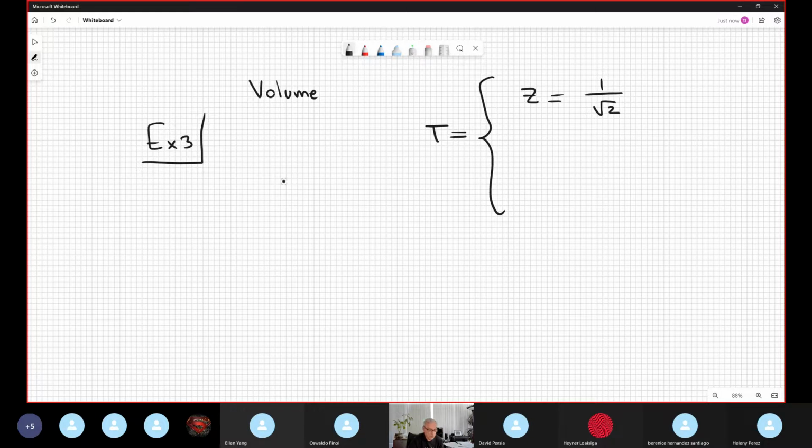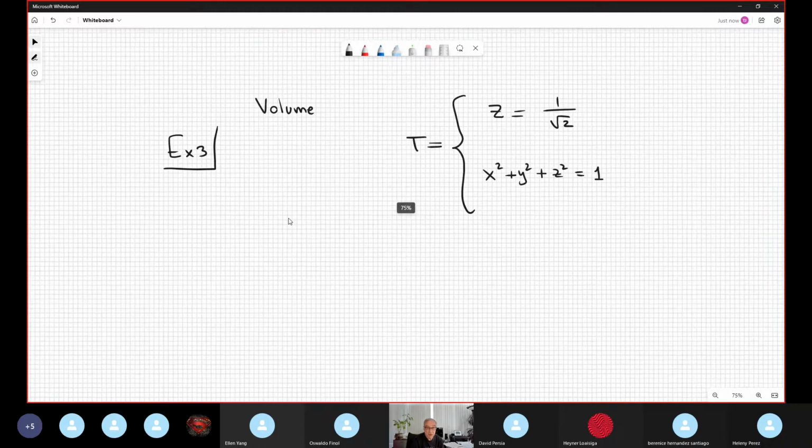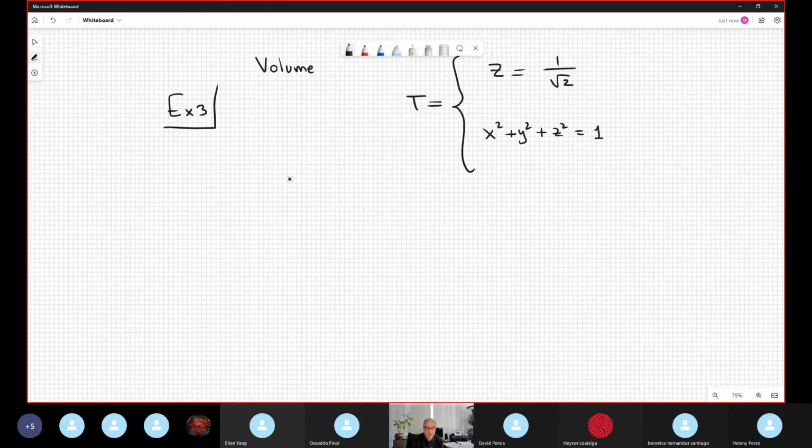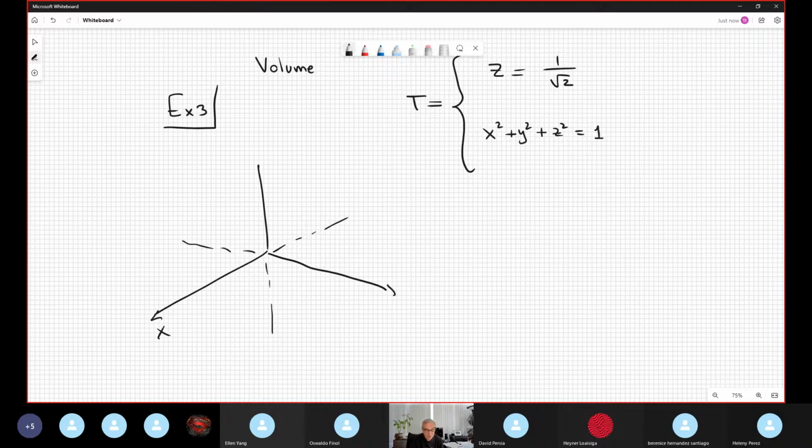is this first surface, and the second surface is x squared plus y squared plus z squared equal 1. Okay, it's the solid bounded by two surfaces. So no limitation, positive, negative, x, y, and z. Help me, guys.